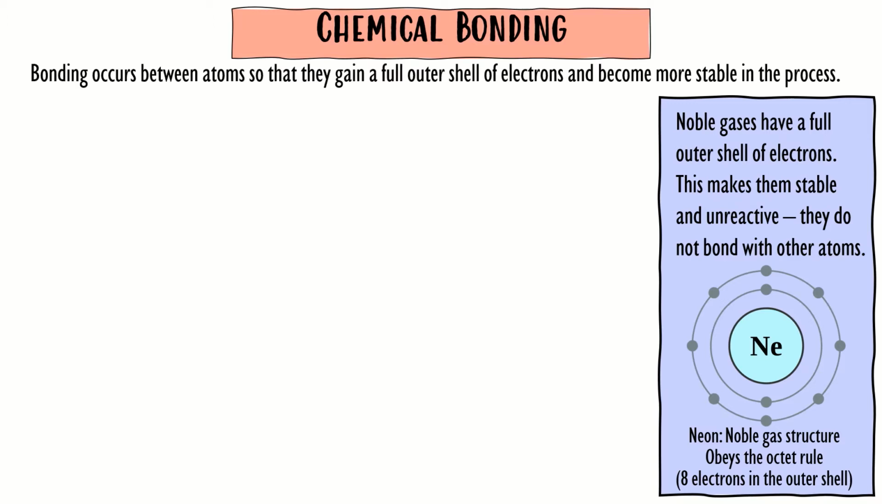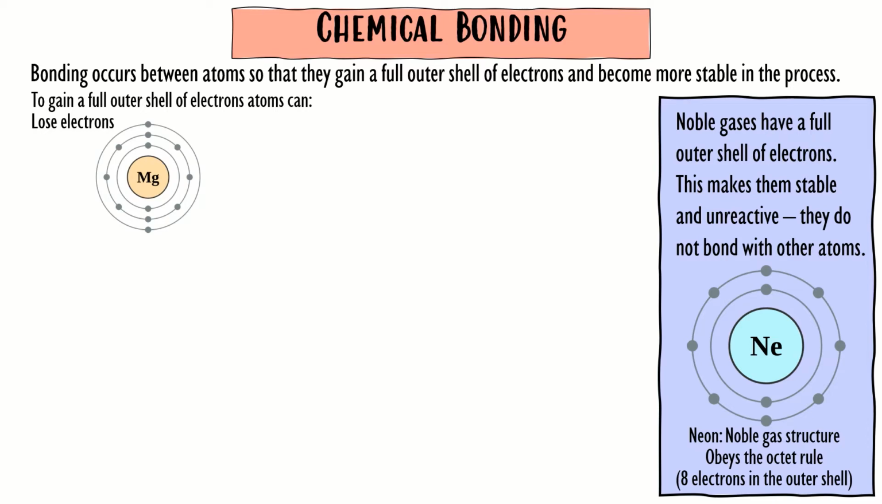Bonding occurs between atoms so that they gain a full outer shell of electrons and become more stable in the process. So if they are not noble gases, then in order to become more stable, chemical reactions take place and bonding occurs between atoms. So if an atom needs to gain a full outer shell of electrons, there are 3 things that can happen. An atom can lose electrons.